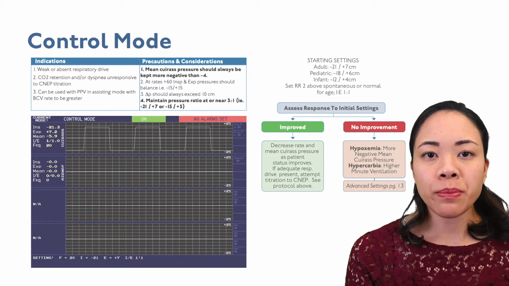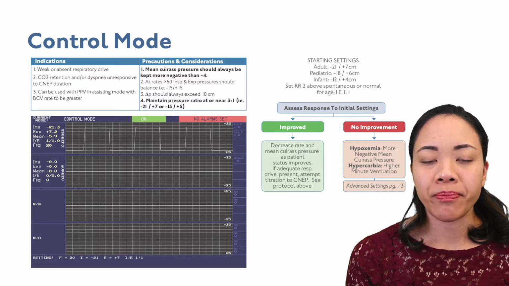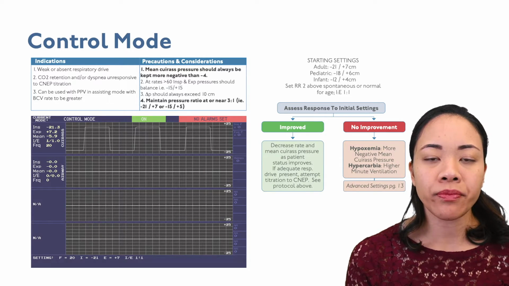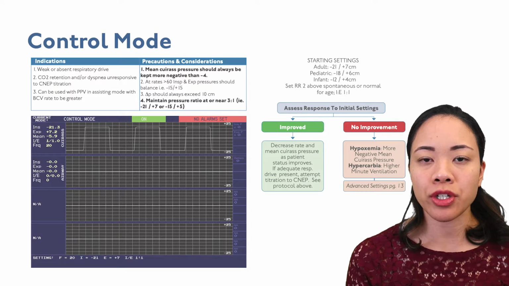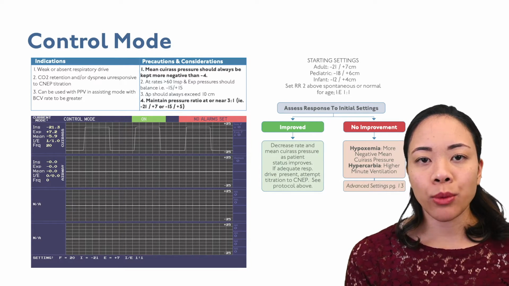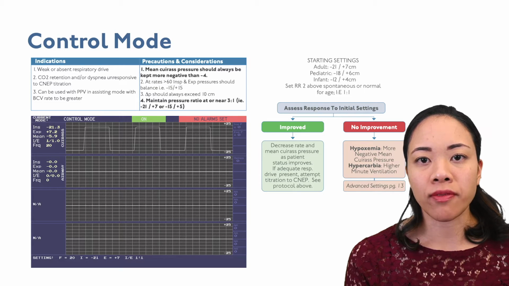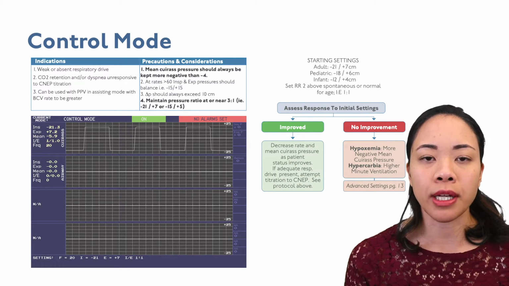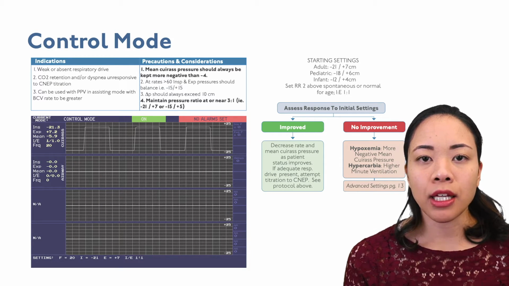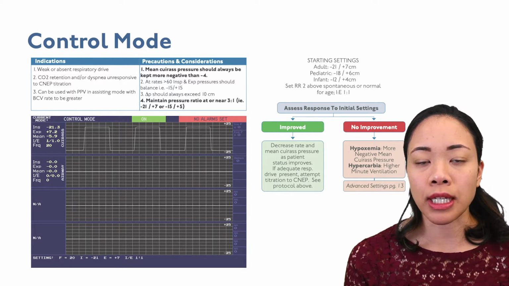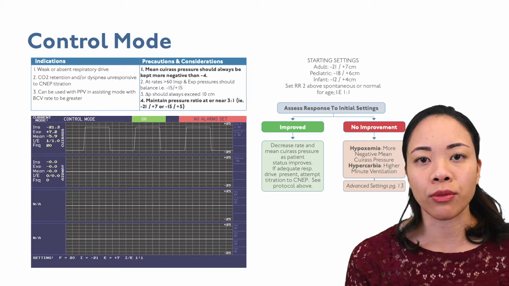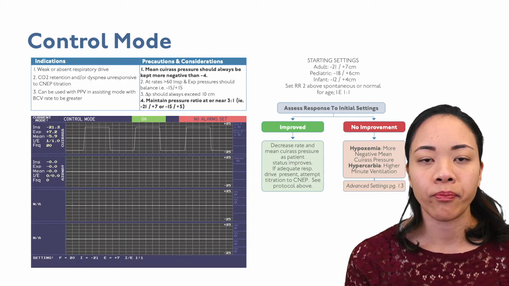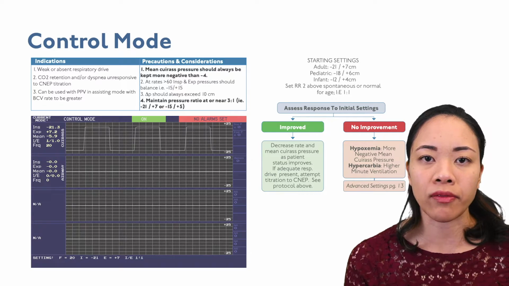Control mode is the first biphasic modality that we will consider. This mode has a set frequency, inspiratory pressure, expiratory pressure, and IE ratio. It would be equivalent to intermittent mandatory ventilation, or IMV mode. Indications would be a weak or absent respiratory drive, CO2 retention and/or dyspnea unresponsive to CNAP titration. It could also be used with positive pressure ventilation in assisting mode with a greater BCV rate than the patient's total respiratory rate, in order for BCV to be the driving ventilator.